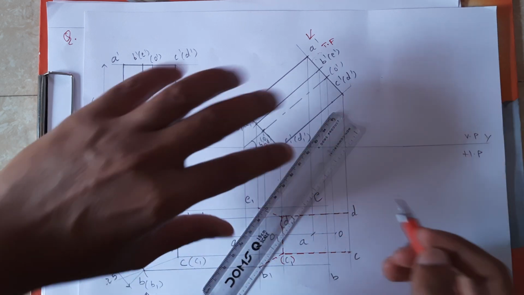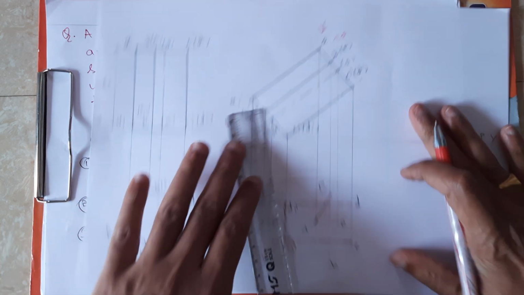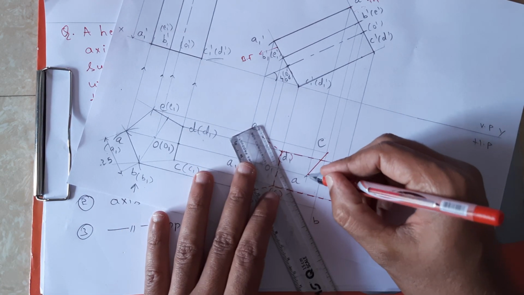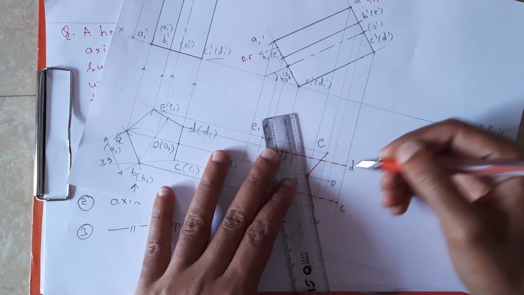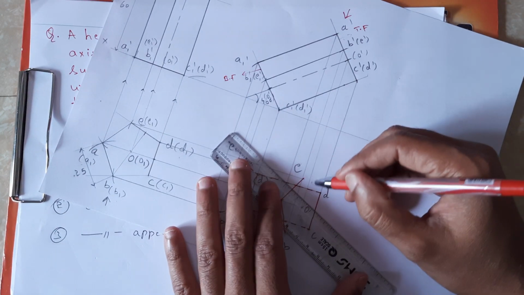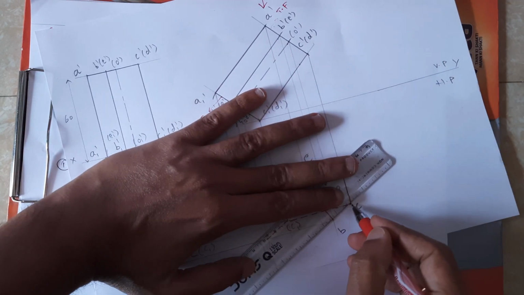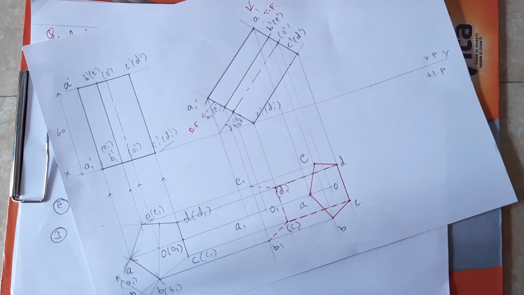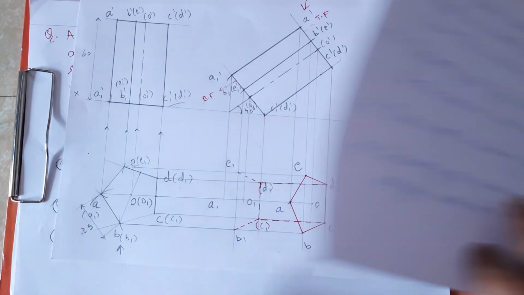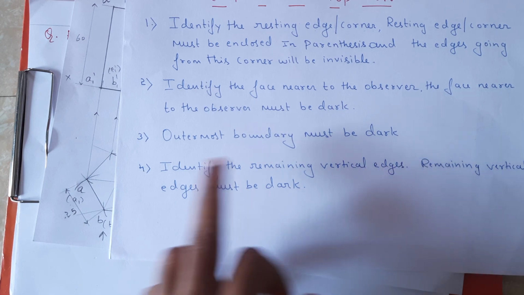Okay, so which is the top face? So A, B, C, D, E represents top face. So this top face must be dark. Like this, you need to make it dark. So this is step number 2. Next one, outermost boundary must be dark. That is step number 3.